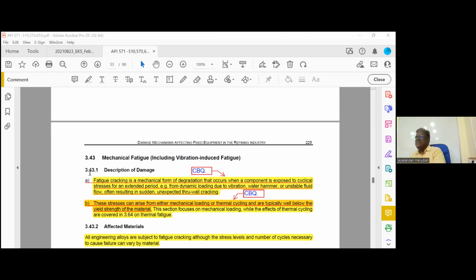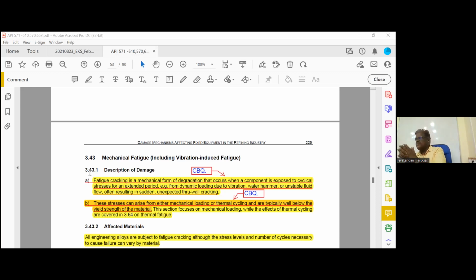But when it is in cyclic service, it will fail below yield strength. If you apply a load less than a certain level, some materials will not fail. That load limit is called the endurance limit. Below this load, fatigue cracks will not occur. Carbon steel and nickel-based alloys have an endurance limit, but stainless steel doesn't have an endurance limit. Between 1 million and 10 million cycles, they will have fatigue crack problems.